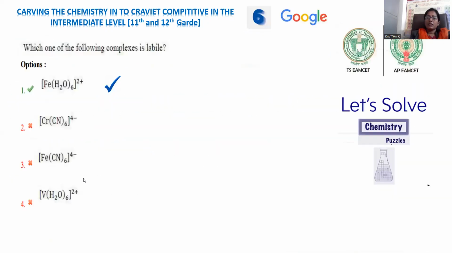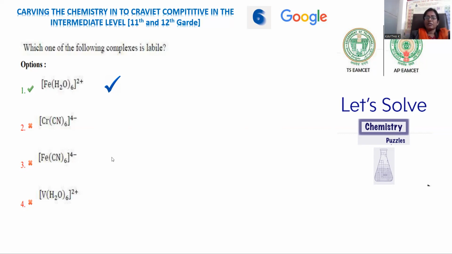Move on to question number 6. Question number 6 is the last question of the session. Which of the following complexes is labile in nature? Labile means highly flexible to react further. Whenever it is treated with any other reagent, it readily reacts and new product formation is possible. That is called a labile complex. Somewhat flexible, right? So among all, iron hexa aqua plus 2 is more labile in nature. The more labile complex is this one.